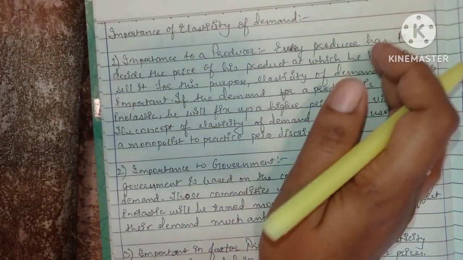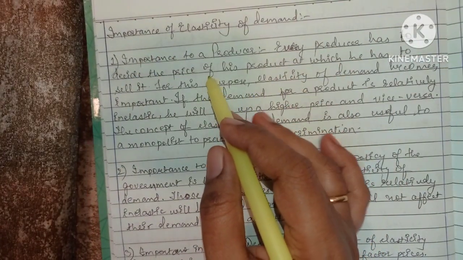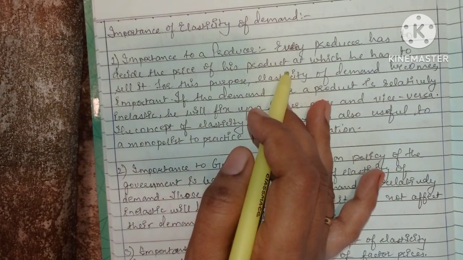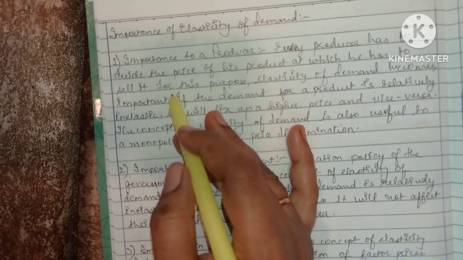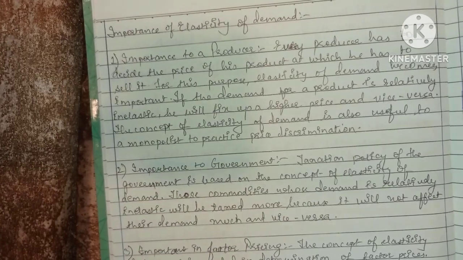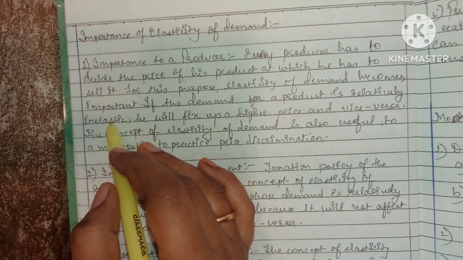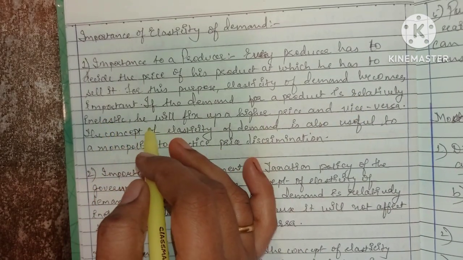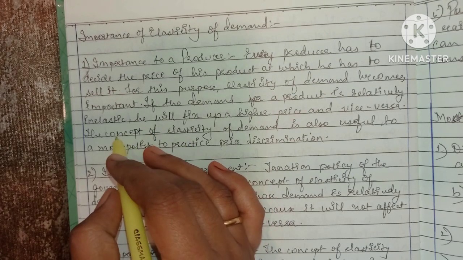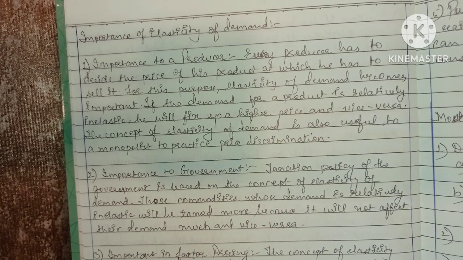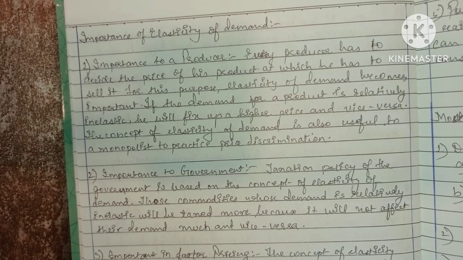Importance of elasticity of demand. So first, importance to the producer. Every producer has to decide the price at which he has to sell his product. For this purpose, elasticity of demand becomes important. If the demand for a product is relatively inelastic, he will fix a higher price and vice versa. The concept of elasticity is useful to monopolists to practice price discrimination.